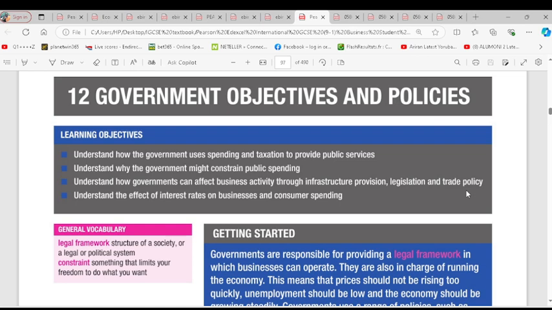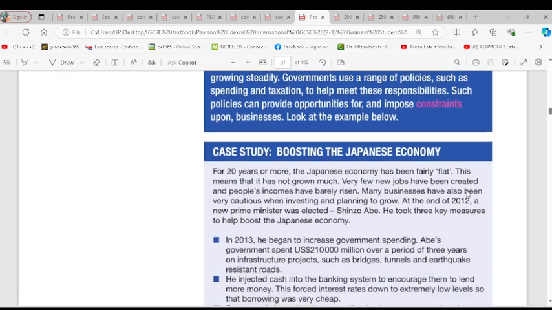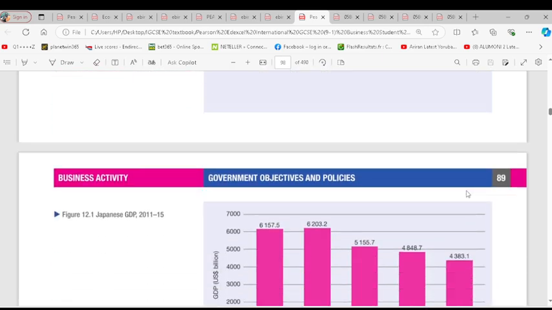Chapter 12. Government objectives and policies. When we're talking about government objectives, basically we're talking about what government wants to achieve over a period of time. That is what government objective is. It's what they want to achieve for the residents, for the people.